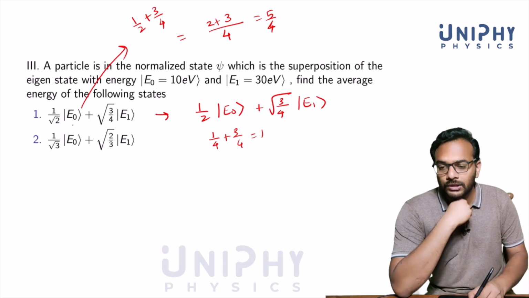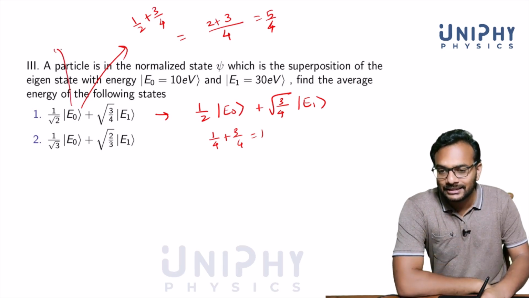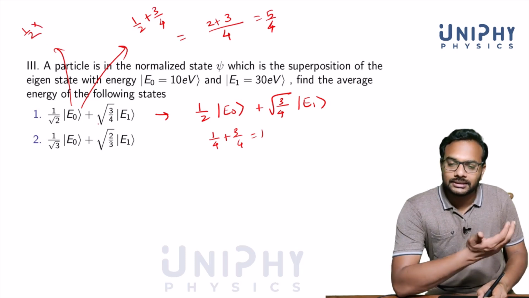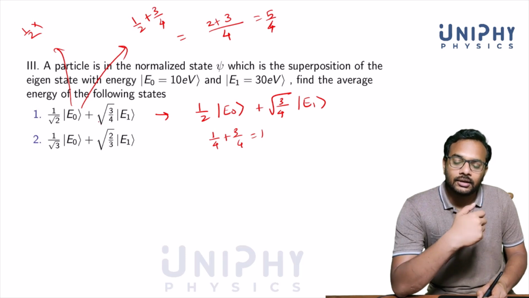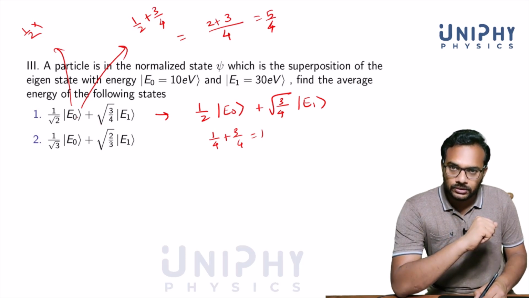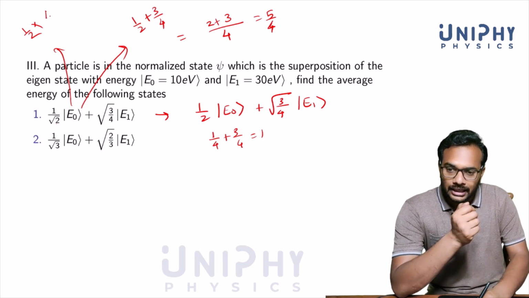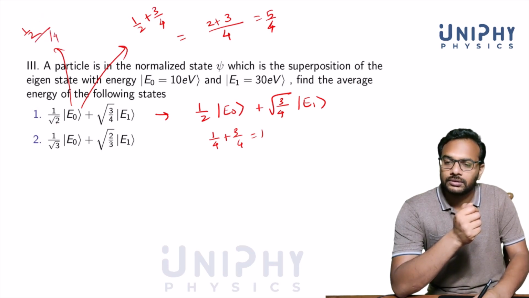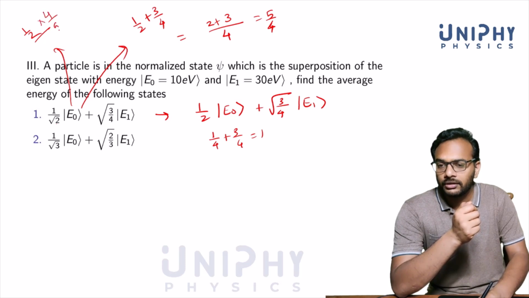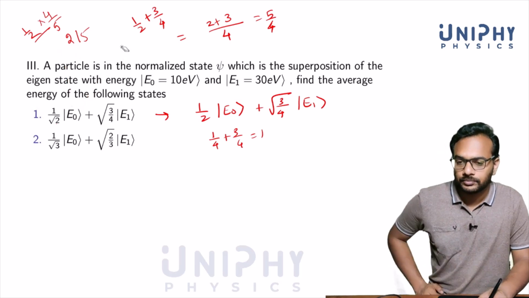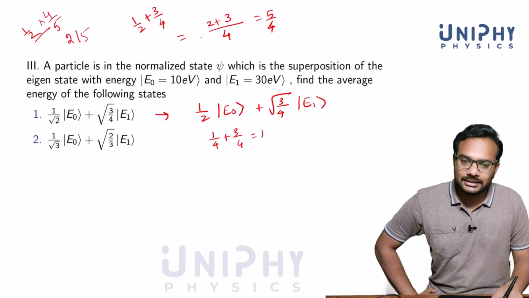Alright. So if you want to calculate the probability for finding energy E0, you could ask this question: what's the probability for measuring an energy value E0? The expansion coefficient is 1 by root 2, so you take the modulus square, but since it is not normalized, you have to correct it by dividing it by 5 by 4, or multiply by 4 by 5. So the answer would actually be 2 divided by 5. I hope that's clear. So that's how you normalize this state.